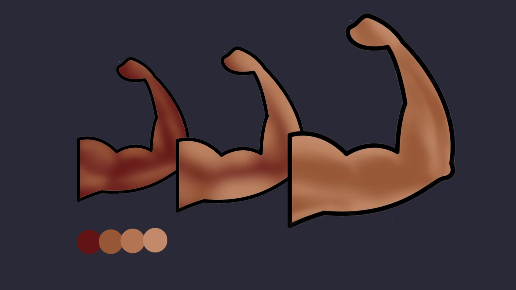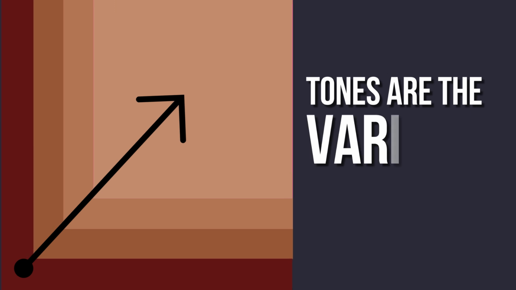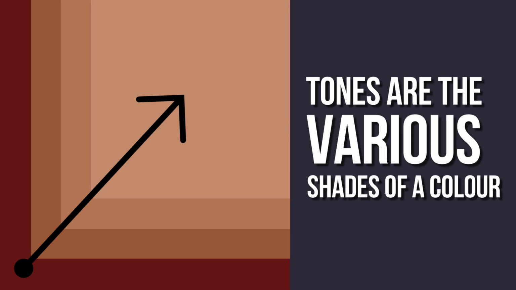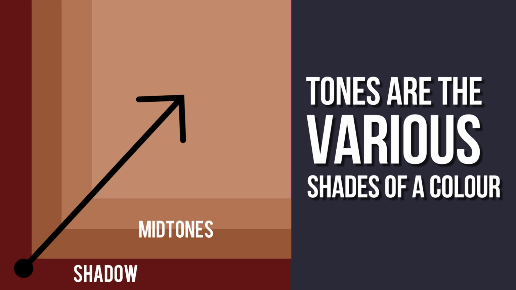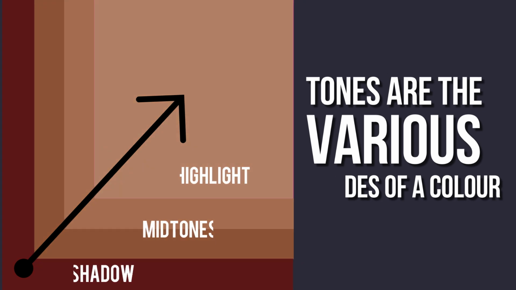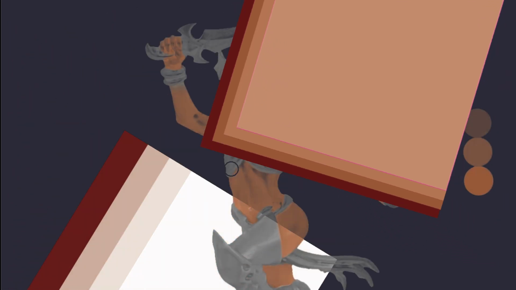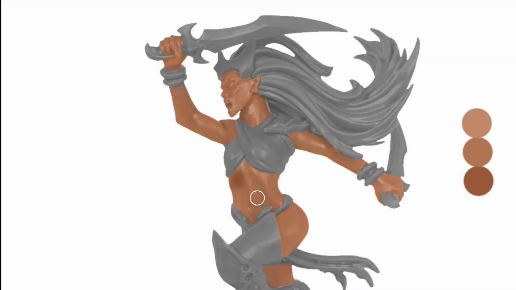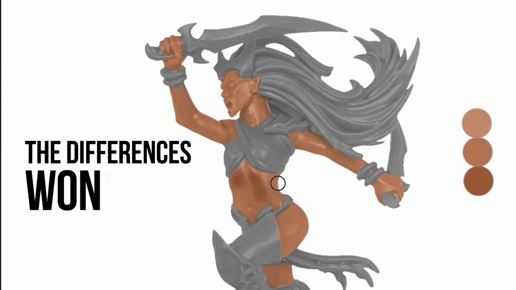Sunny, can you explain tonal difference? So tones basically are the different shades of a color. So it's exactly what we've been talking about this entire video. Your shadow, your midtone, and your highlight, but they're all one color. So with the tonal difference, you wouldn't have as much a stark difference between your shadow, midtone, and highlight. So for the layman, if I could break this down, the difference between colors won't be as stark.